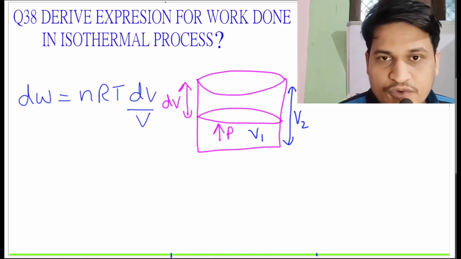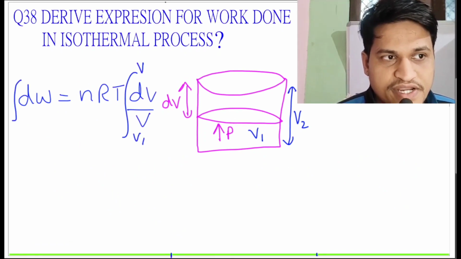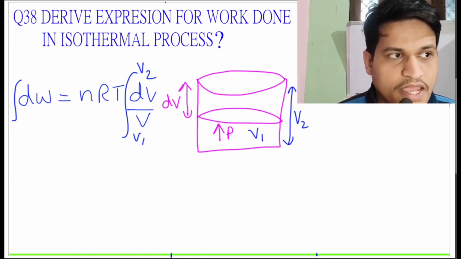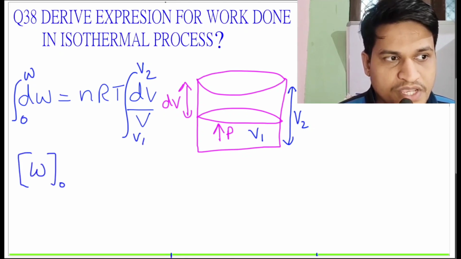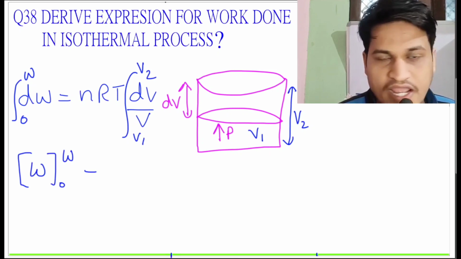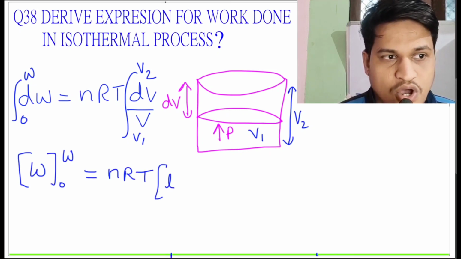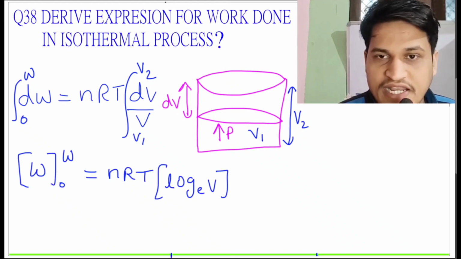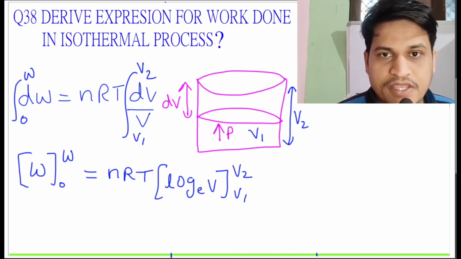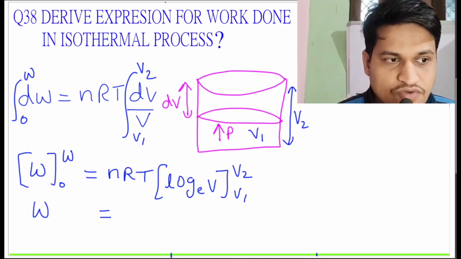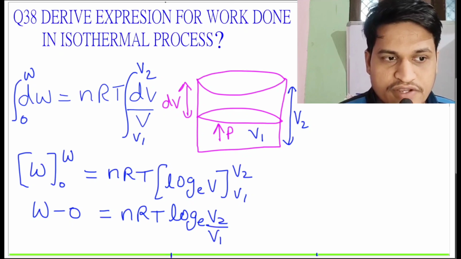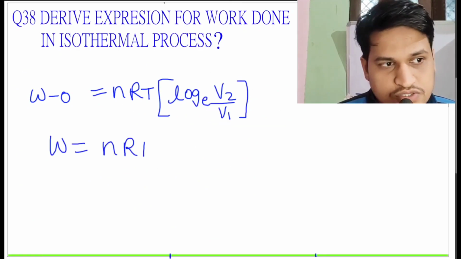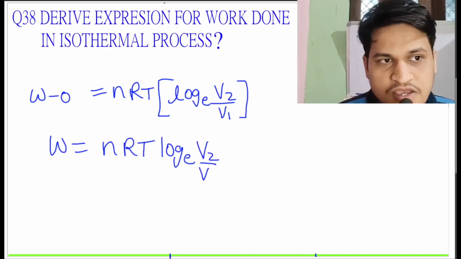Now students, we have to integrate both sides. So after integrating, we have to put limits of V from V1 to V2, and dW limits will be 0 to W. The integration of dW will be W, with limits 0 to W, and the integration of dV upon V is log V, with limits V1 to V2. Okay, now we have to put limits here. So we will get W minus 0 equals nRT log V2 upon V1. Now we have got the work done: W equals nRT log base e V2 upon V1.